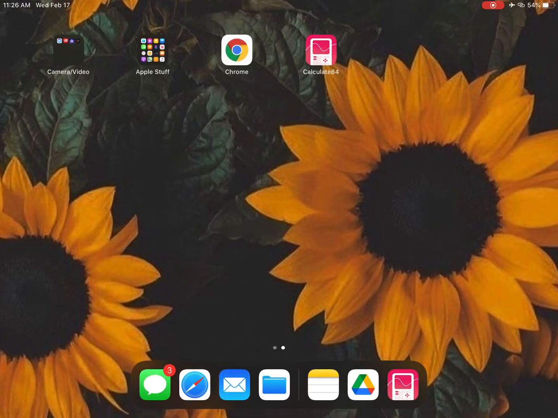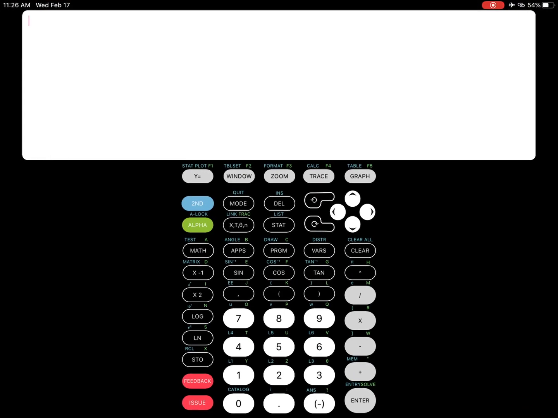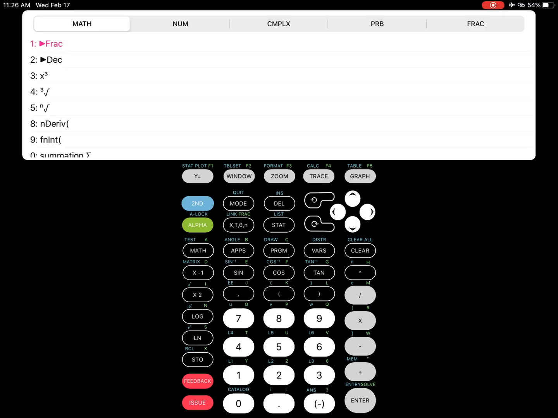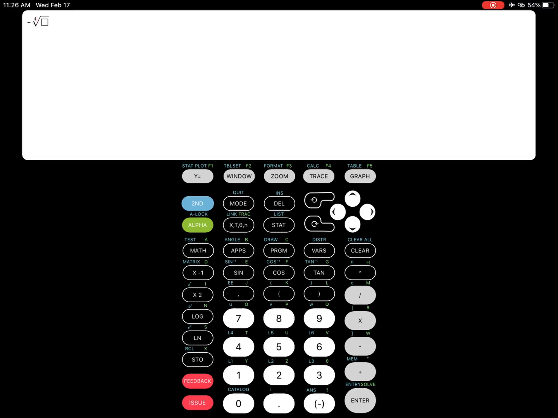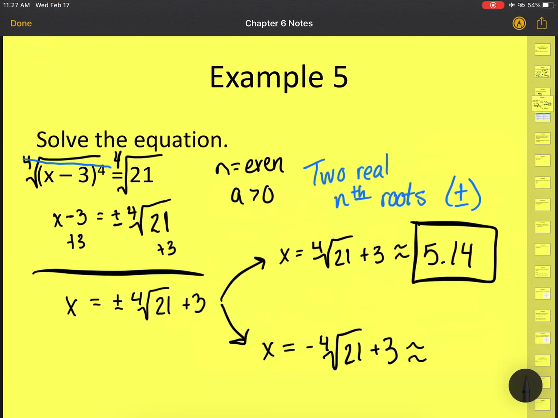Then the negative case, so we need the negative math number 5, because we need the index of 4 on the outside, of 21, tab to the right to get out of the radical, plus 3 is 0.86 if we round. So about 0.86. Here's our approximate roots. There's 2 of them because our n was even, or our index was even, and what was underneath our radical was greater than 0.